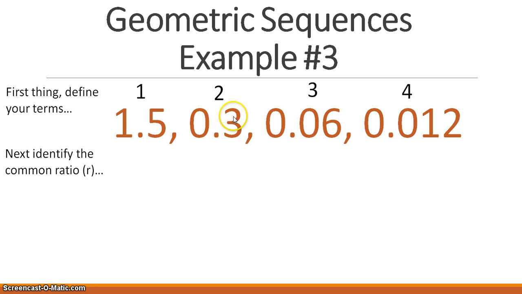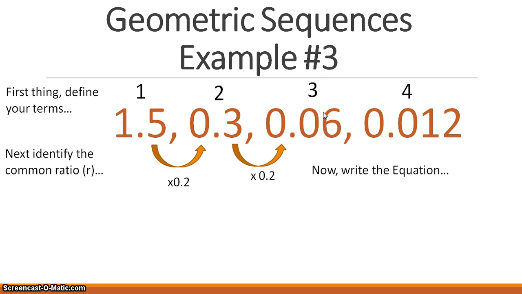Now I'm going to find my common ratio. I'm going to look at what happened between 0.3 and 1.5, 0.06 and 0.3, 0.012 and 0.06. Well, if I look at that, I realize that I am multiplying by 0.2. I can tell right away that they're not adding the same amount, so it's not arithmetic. So I want to divide 0.3 by 1.5, 0.06 by 0.3, and so on. You take the second term, divide it by the first, the third term, divide it by the second, the fourth term, divide it by the third, and so on, to get your common ratio.